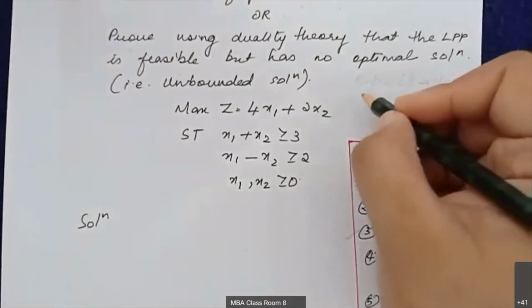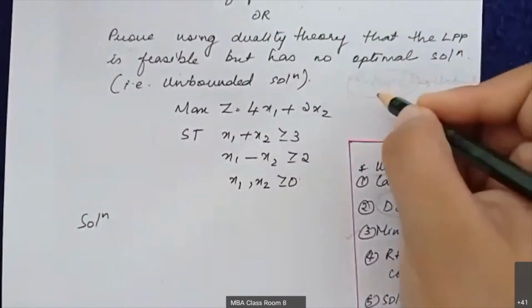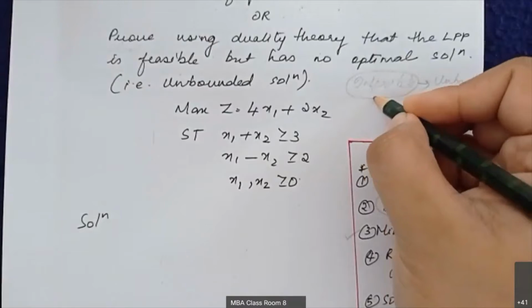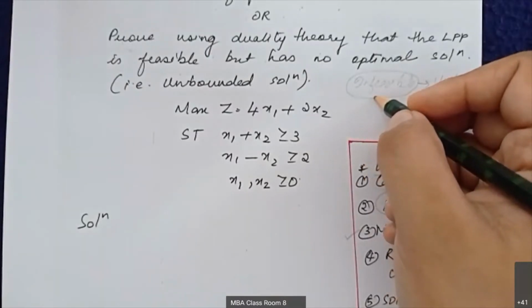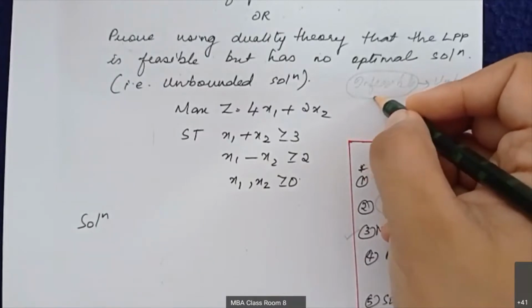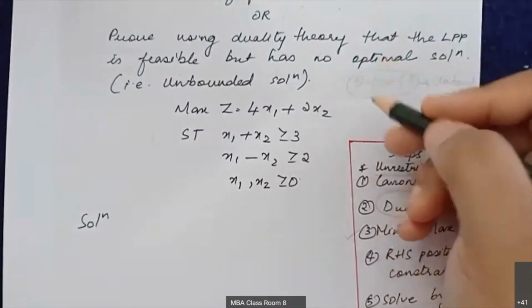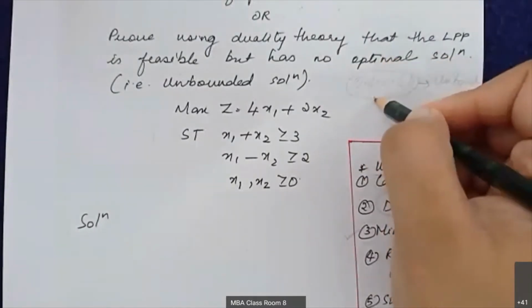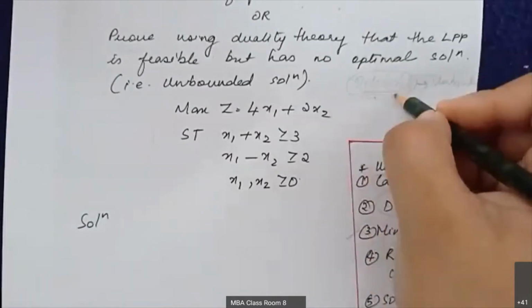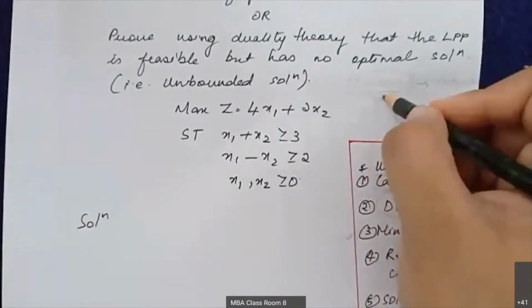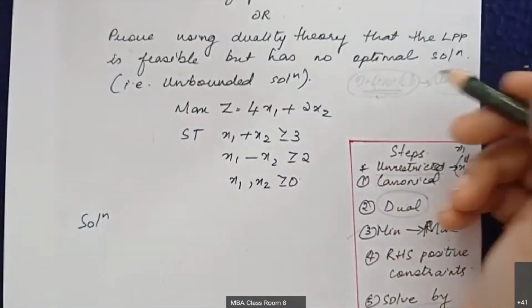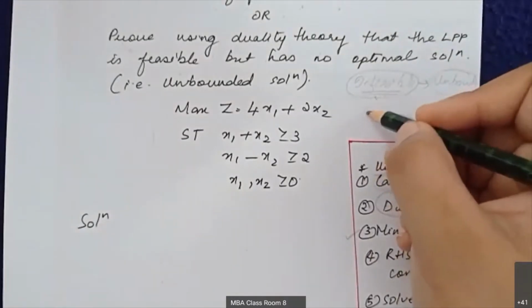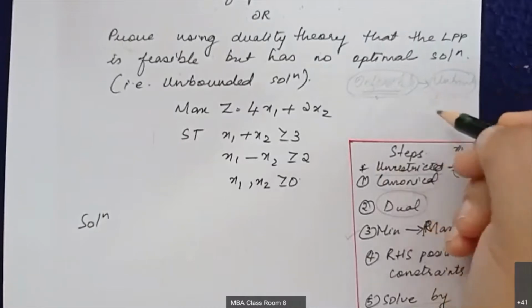So how do you check for infeasibility? In our optimal simplex table, we have all Cj minus Zj as less than or equal to 0, but in the basic column, we have an artificial variable. In such a situation, we'll say the LPP is infeasible. In such a case, the dual will have an unbounded solution. Or in a case where you got the primal as unbounded, what will be the dual?